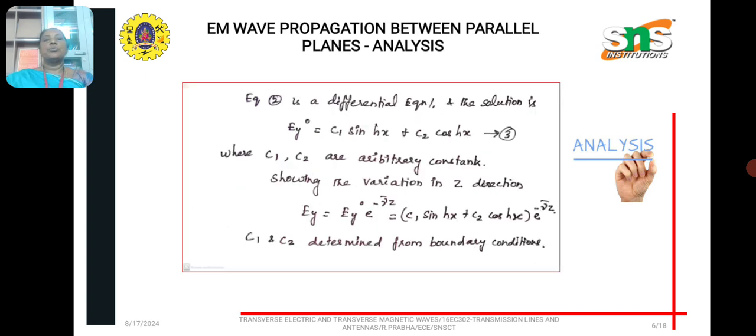Equation 2 is a differential equation, and its solution is obtained as Ey0 equal to C1 sin Hx plus C2 cos Hx. Here C1 and C2 are arbitrary constants. Showing the variation in the z direction, we get Ey equal to Ey0 e power minus gamma z, that is, C1 sin Hx plus C2 cos Hx, multiplied by e power minus gamma z. Now we have to find the C1 and C2 values from the boundary conditions.